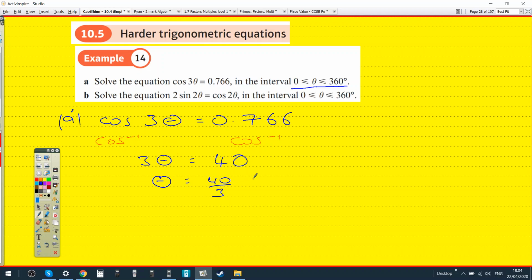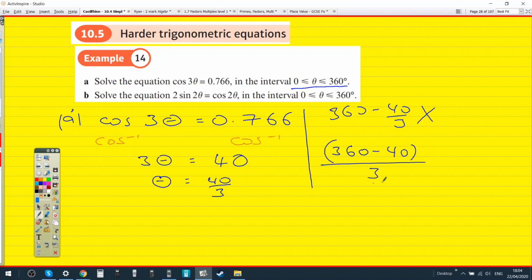So where do you put brackets then? I'll give you the easy way now. Instead of 360 minus 40 over 3, that's the mistake everyone makes. It's actually 360 minus 40, in brackets, and then that whole thing divided by 3.